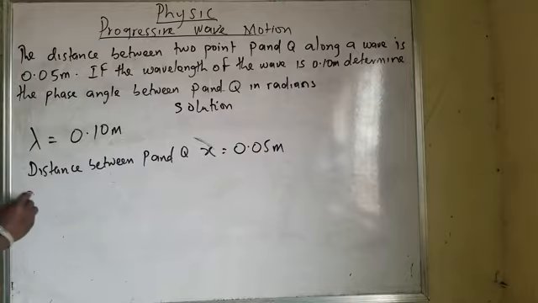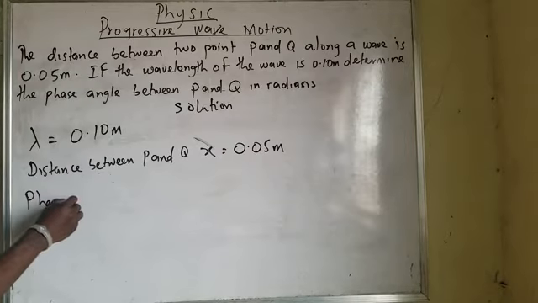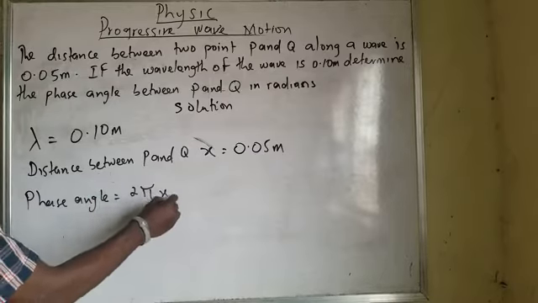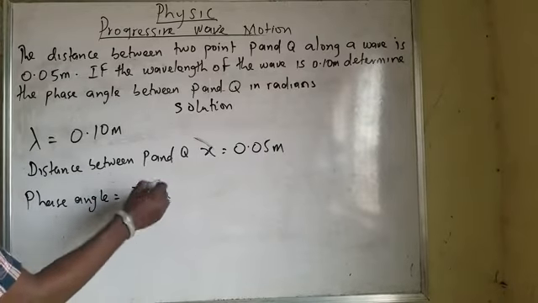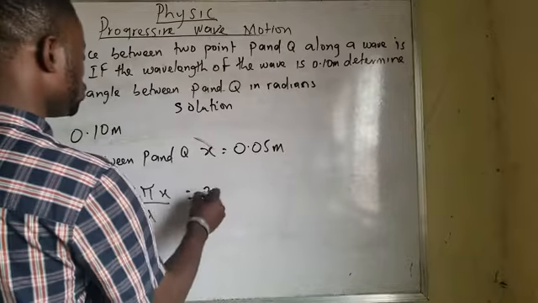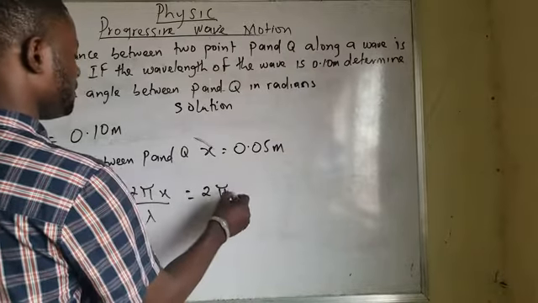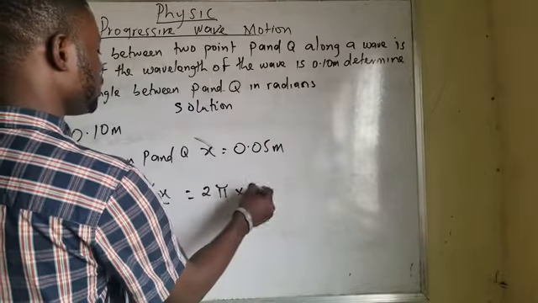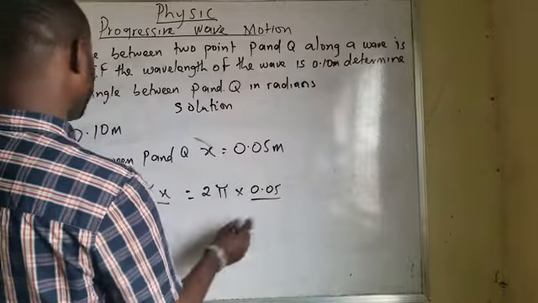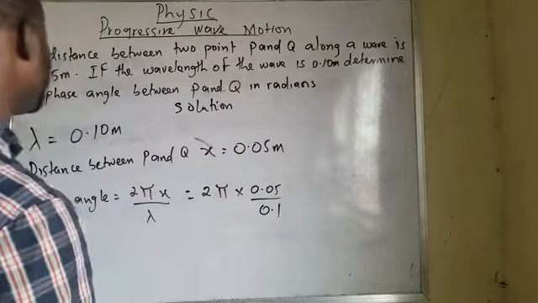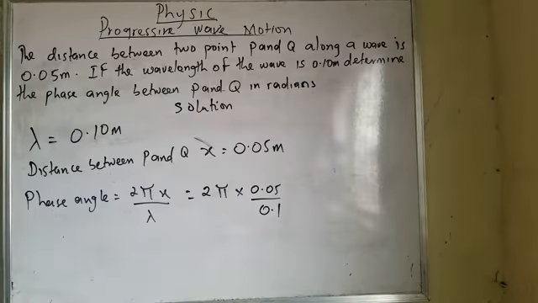And phase angle will be equal to 2 pi x divided by what? Lambda. That is very, very important, which implies 2 pi multiplied by, what is my x? My x is 0.05 divided by, my lambda is 0.1, which is 0.10. Anyhow you want to call it.